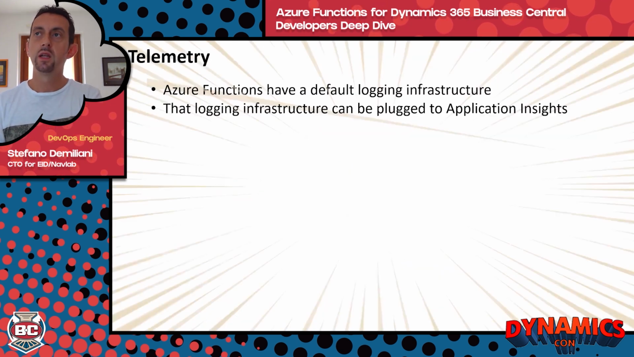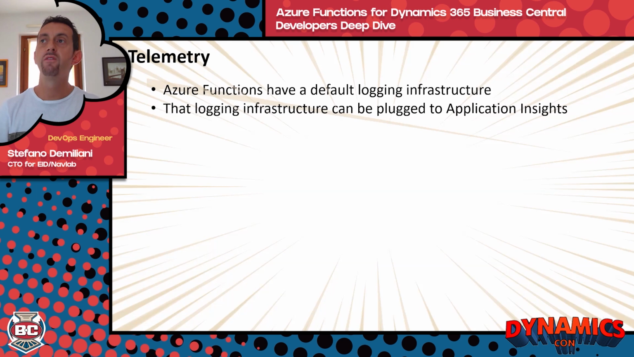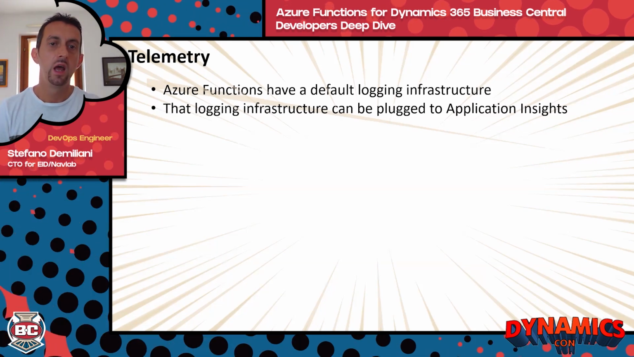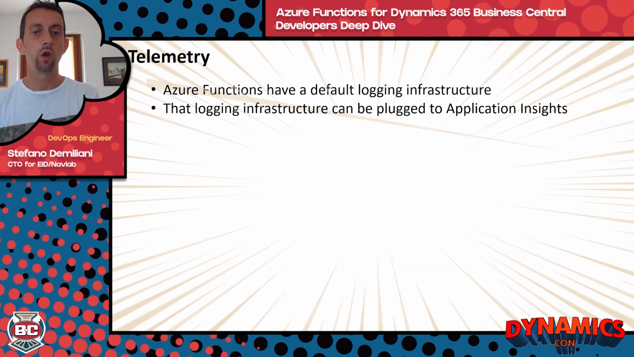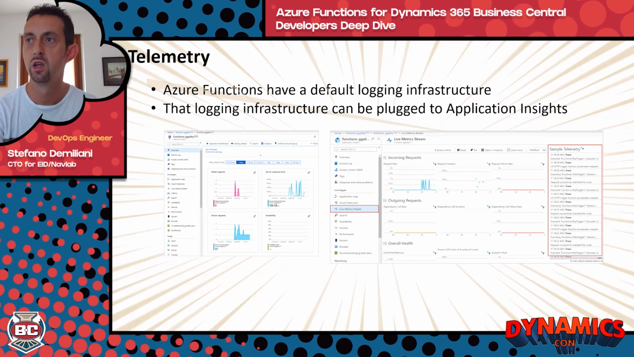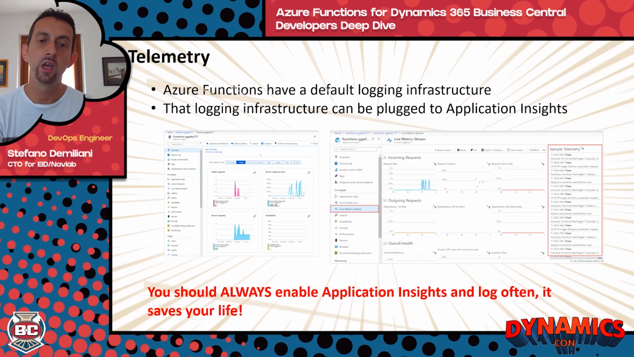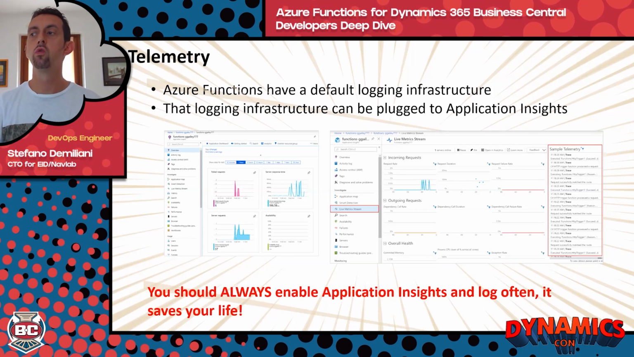Another interesting recommendation I always make when using Azure Functions is to use telemetry. Azure Functions has a default logging infrastructure built in. You can also plug that default logging infrastructure into a more advanced service like Azure Application Insights. Application Insights permits you to have dashboards and complete logging of what happens in your functions. You should always enable Application Insights and also log inside your function code, because it permits you to debug your functions better.